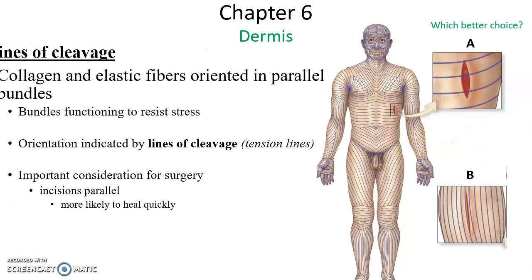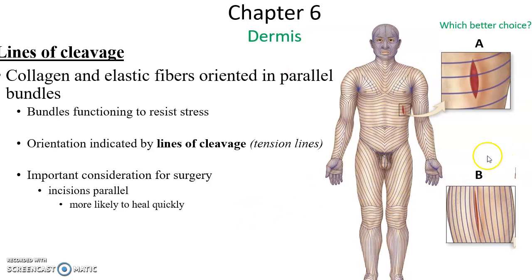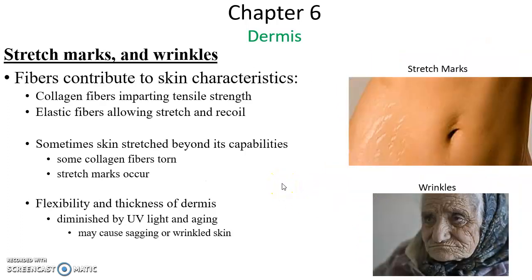Lines of cleavage. Lines of cleavage are when the collagen and elastic fibers have an overall orientation within the skin. There are certain areas where those lines are going in certain directions. These lines of cleavage are important because during any sort of surgery, it's better to cut in a manner that runs parallel with the lines of cleavage rather than perpendicular, and parallel will then heal quicker.